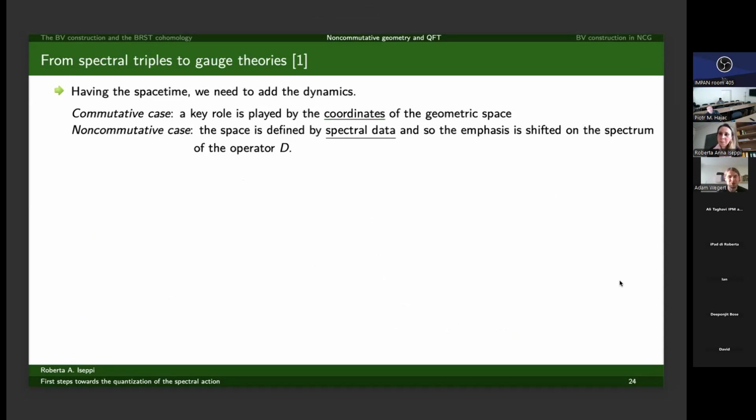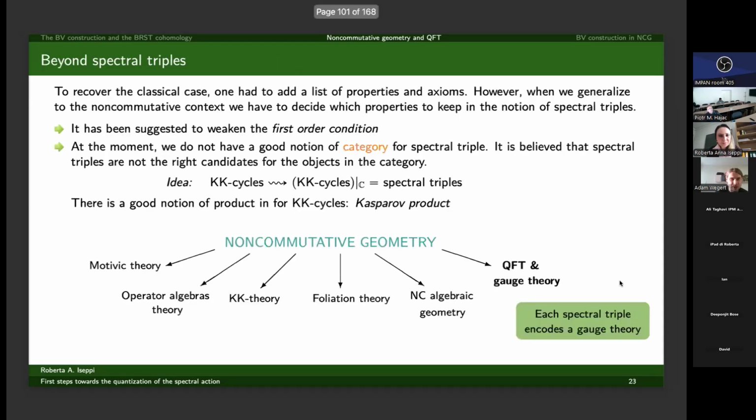Sorry, could I stop you one more time? Forgive me. You have written some interesting remark. Could you go to the previous slide? It is believed that spectral triples are not the right candidates for the objects in the category. I'm very confused by this remark.